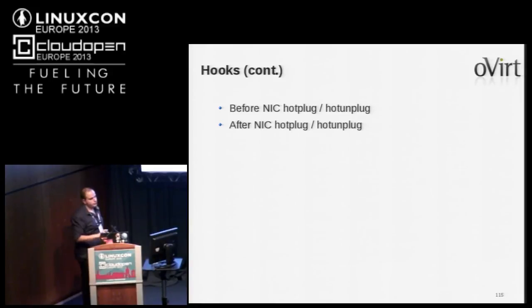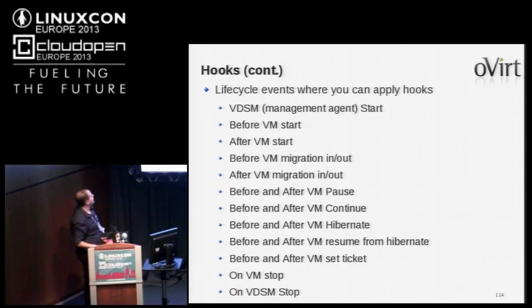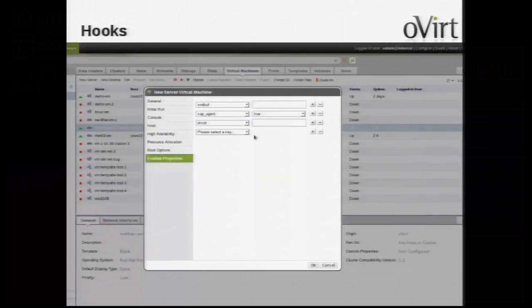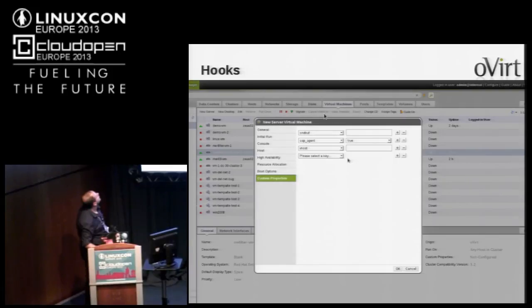You can also hook to hot plugging, before you hot plug and after you hot plug, I think for disk as well, mention that. So when you stand on a specific VM, you see they selected the virtual machine here, main tab, and selected a specific virtual machine. You go to the custom properties side tab, and in here you see the different hooks that are available for this VM, and you can pass different parameters to them.